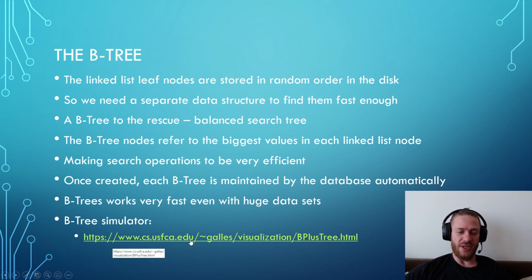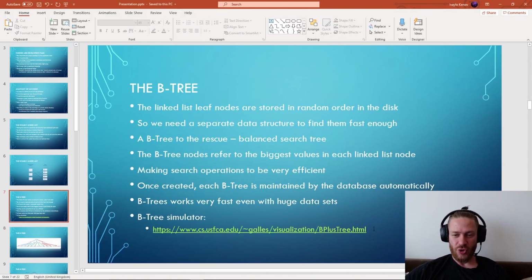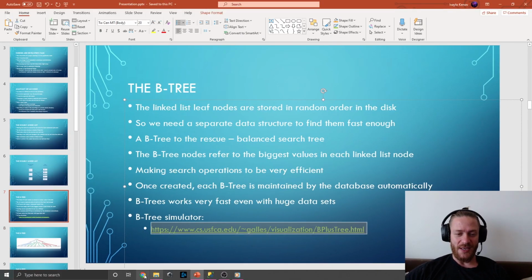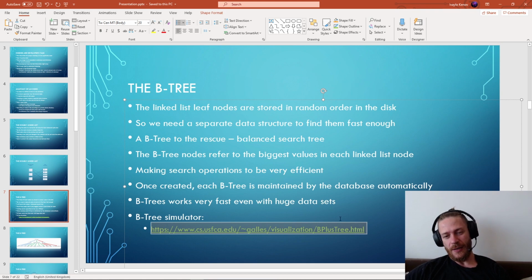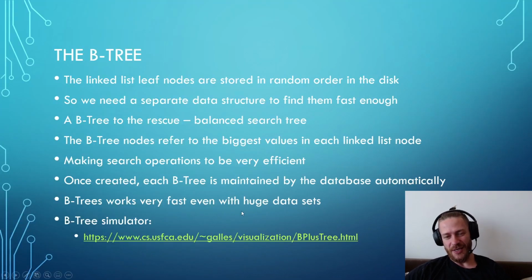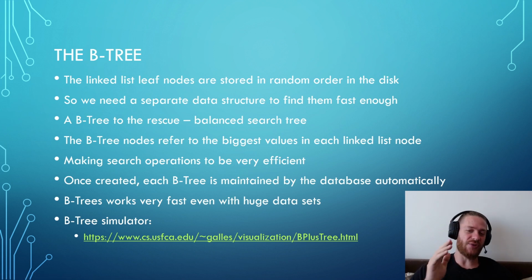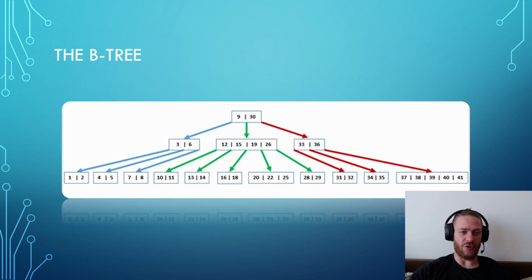There's a B tree simulator in which you may see how the B tree is created. I'm not going to show it, I just linked it here, but you may try to add different values and see how the B tree is created. You may check it out after you watch the video.